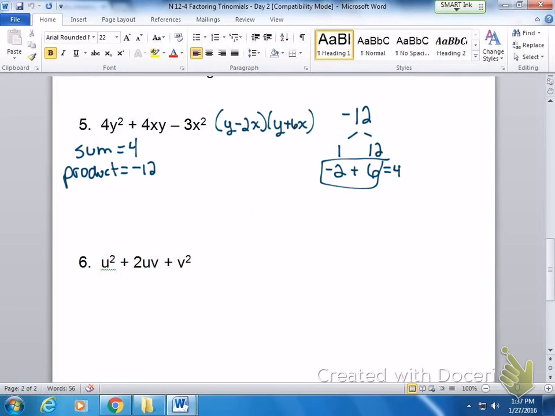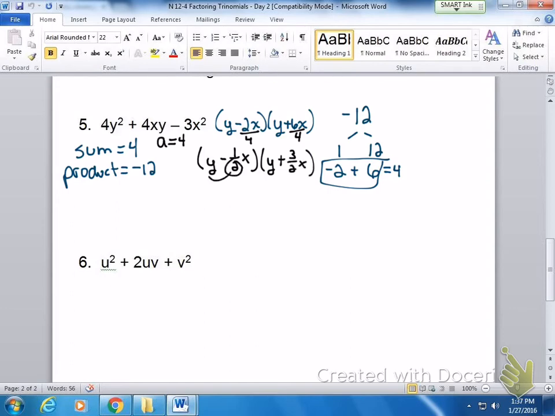Now I'm not done because I need to check my division. In this one, a equals 4. So I'm going to divide each of these by 4. Now I can simplify. I end up with y minus 1/2 x and y plus 3 over 2 x.